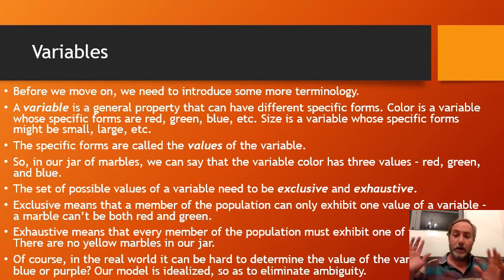So let's take our jar of marbles. Let's say that the variable color has 3 values. It's our jar, so we can decide how many values we want to have in there. We've just stipulated that there's only 3: red, green, and blue.